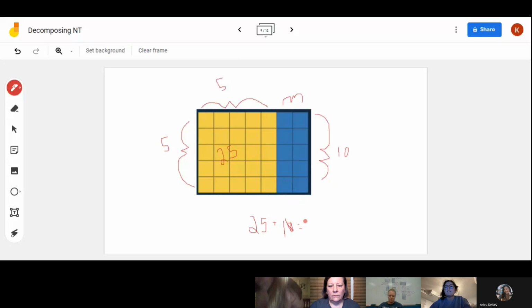Okay, so that's pretty cool that you guys both broke up the yellow and the blue. So you decomposed and you said that there's 25 yellow blocks and then there's 10 blue boxes. And I think that that's easier to solve for me, but for other people, they might just look at it and say, I know that 7 times 5 is 35. And that's similar to what Abby did.